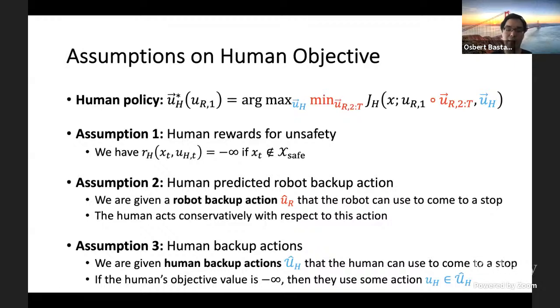And we're going to assume that the human is going to take some action in this set of backup actions when this happens. So they're not going to select non-deterministically or arbitrarily over the set of all possible actions. They're going to specifically choose an action that can bring them to a stop. And again, this can be some kind of braking action. The reason we consider a set instead of a single action is that we're giving the human leeway to take different kinds of possible actions. So they might brake at different rates, or they might steer as they're braking and so on.